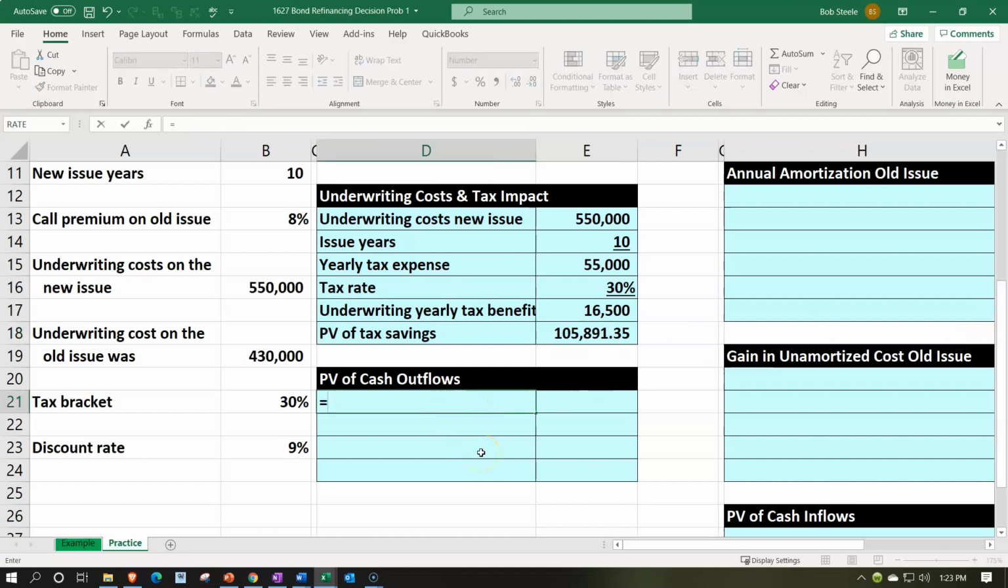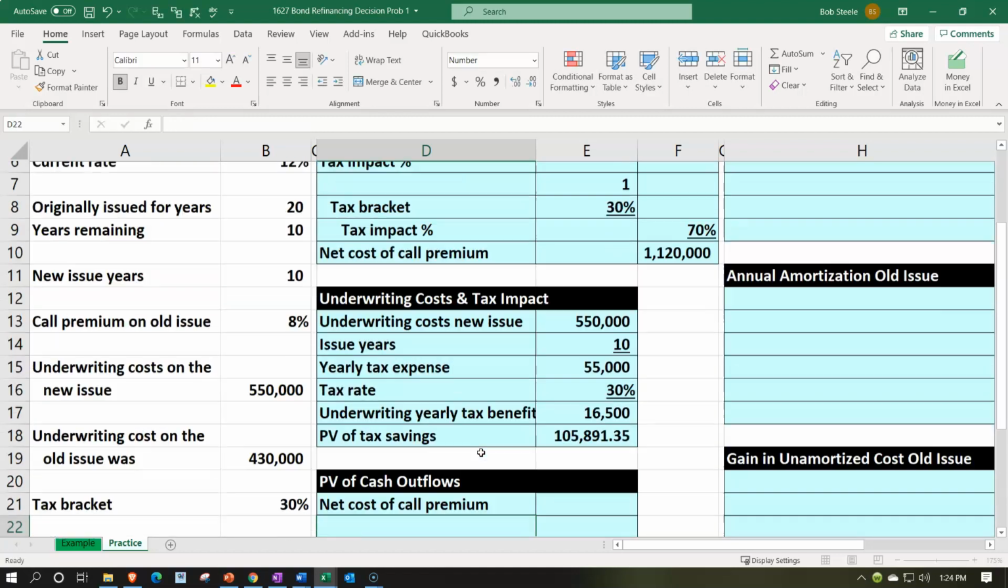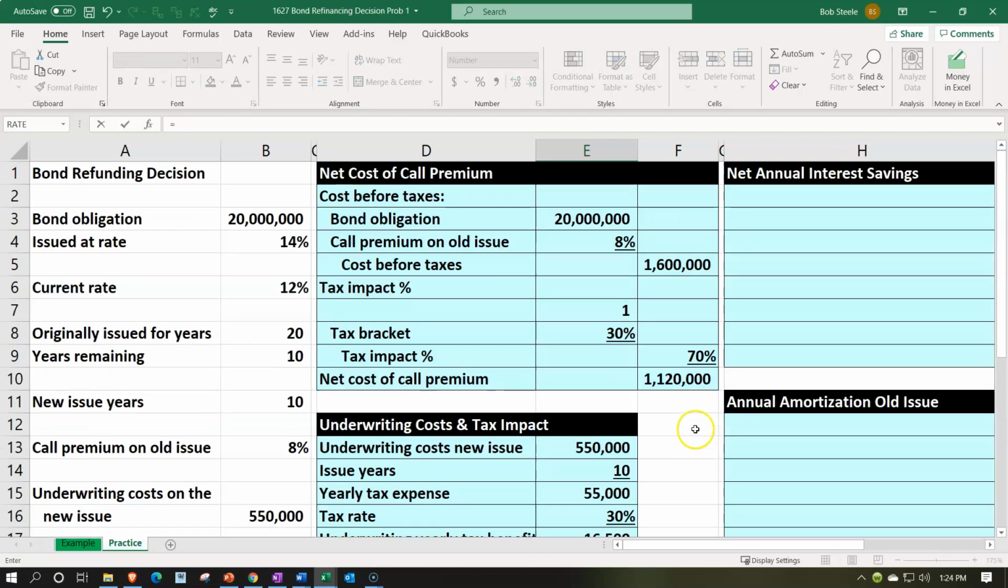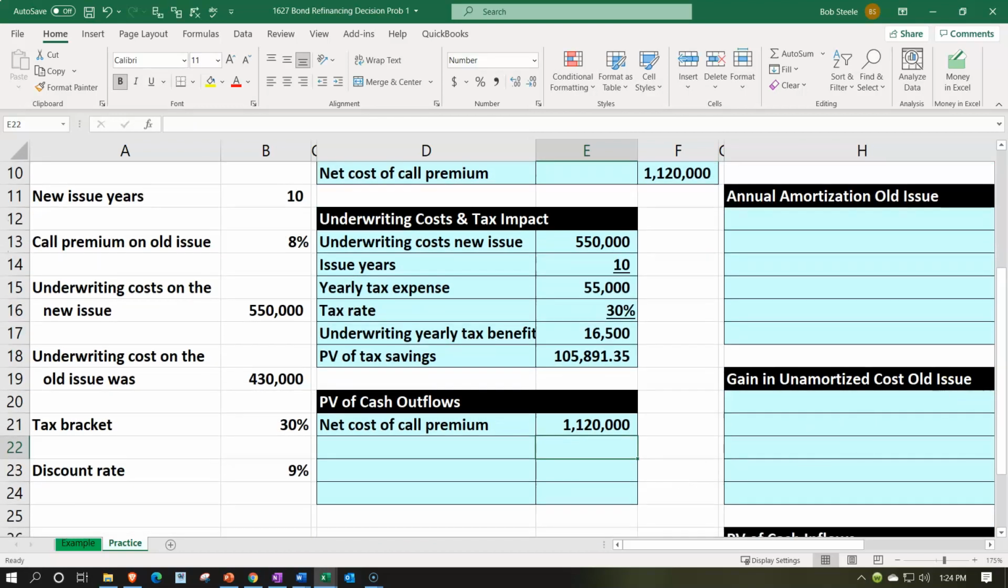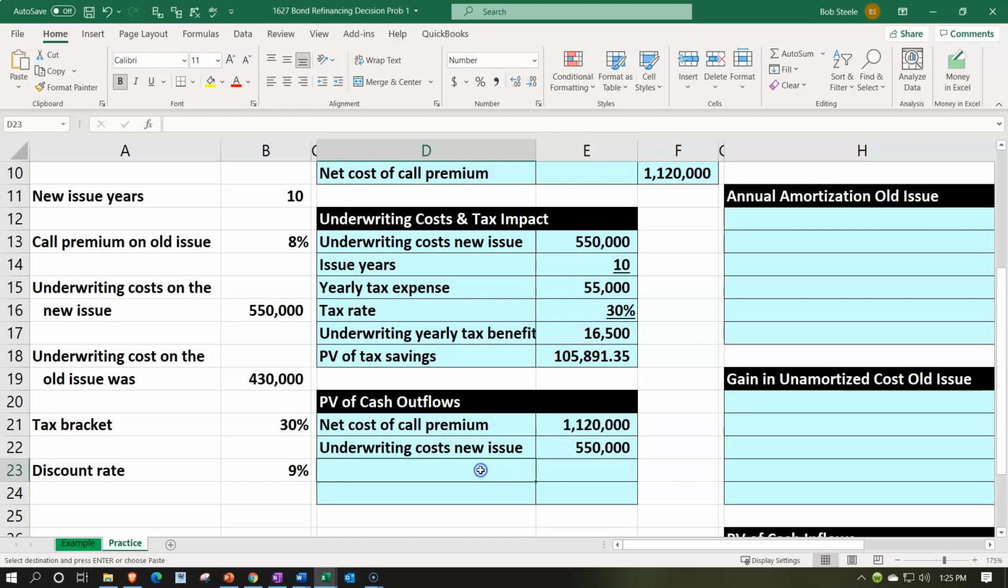We're going to say, all right, the net cost of the premium, we're going to have up top, the net cost of the call premium is going to cost us, and we'll pick up this amount, the 1,120,000, and then we have the underwriting costs. The underwriting costs, that's the total outflow. The total outflow was the 550 that we're imagining going out now. And then we're going to take a look at the tax saving, the present value of the tax saving, given the fact that we once again had to expense that over the life of the 10 years.